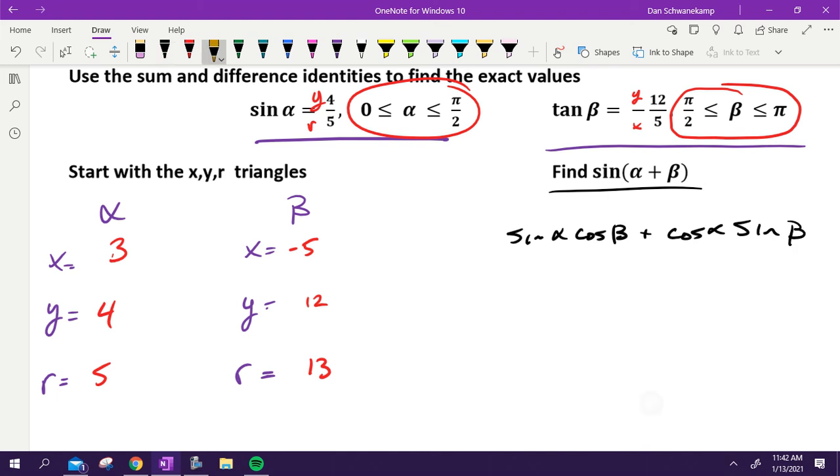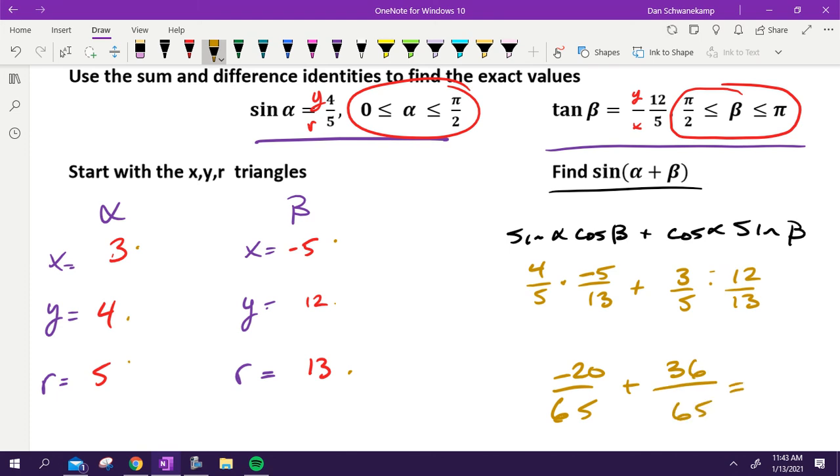Sine of alpha is 4/5, y over r. Then it's cosine of beta. Cosine of beta is x over r, so it's negative 5/13. Then it's cosine of alpha. Cosine of alpha, I'm looking here, it's 3/5. And then sine of beta is y over r, it's 12/13. We got common denominators, it's 65 with a negative 20 on top. And then this guy, 3 times 12 is 36 over 65. I get 16 over 65 when I simplify.